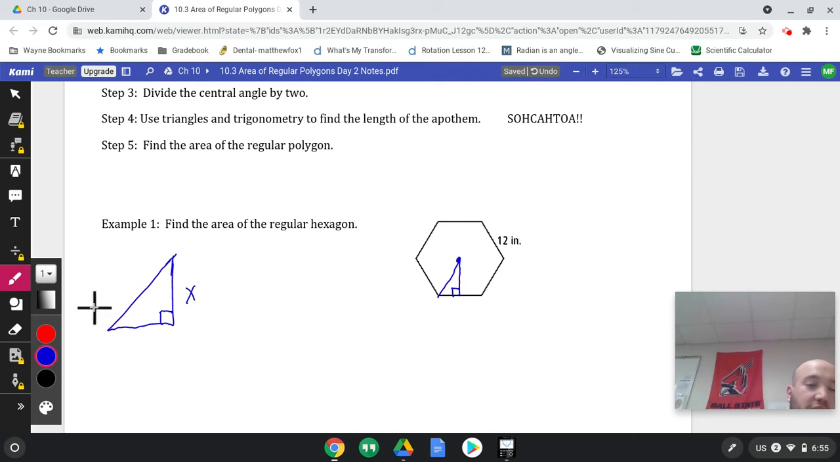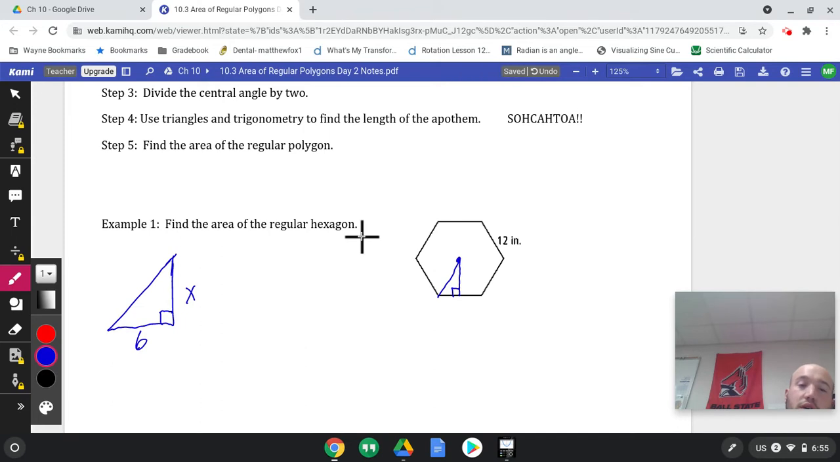In terms of what this side is right here, hopefully you realize the apothem has to go to the middle, so this is half of the side length. The side length is 12. 12 divided by 2, we know this is 6.